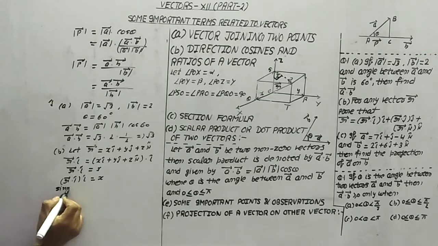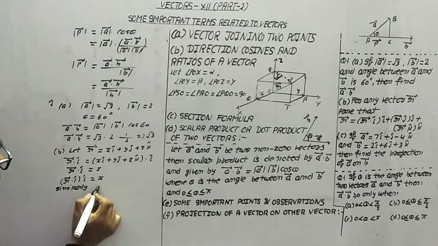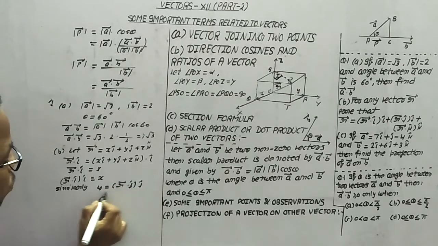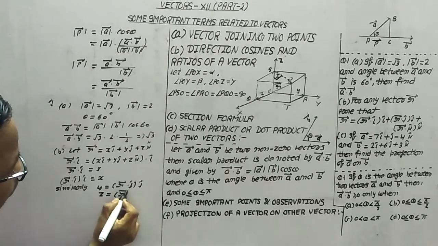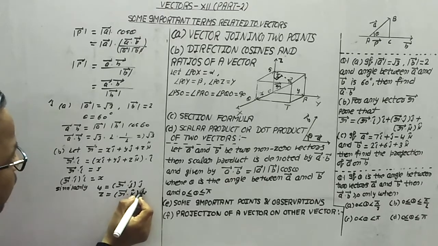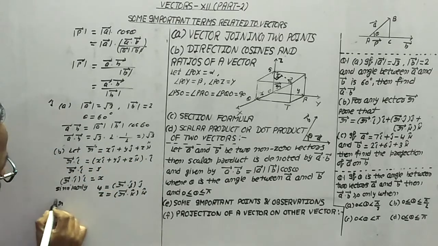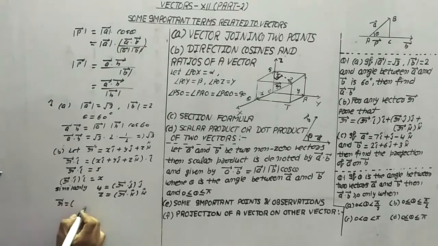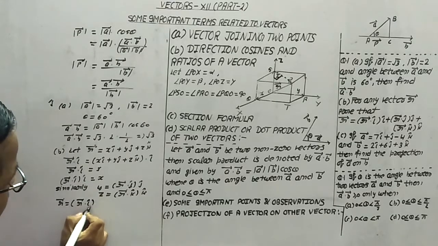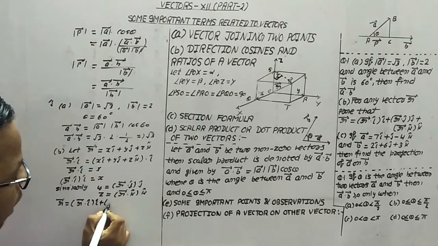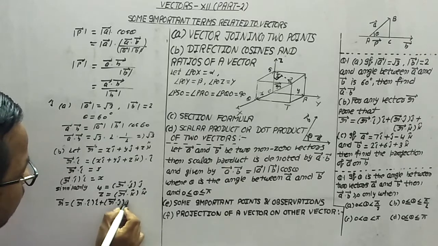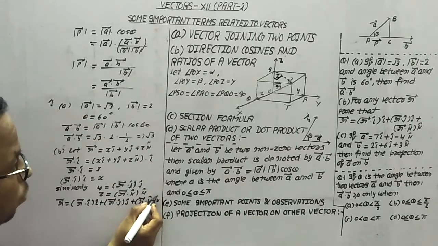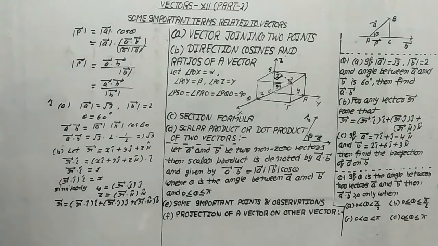Similarly, we have y is equal to R dot j into j, and z is equal to R dot k into k. If we put these values in this part, therefore we will have R is equal to R dot i into i plus R dot j into j plus R dot k into k. So this is the answer for this part.